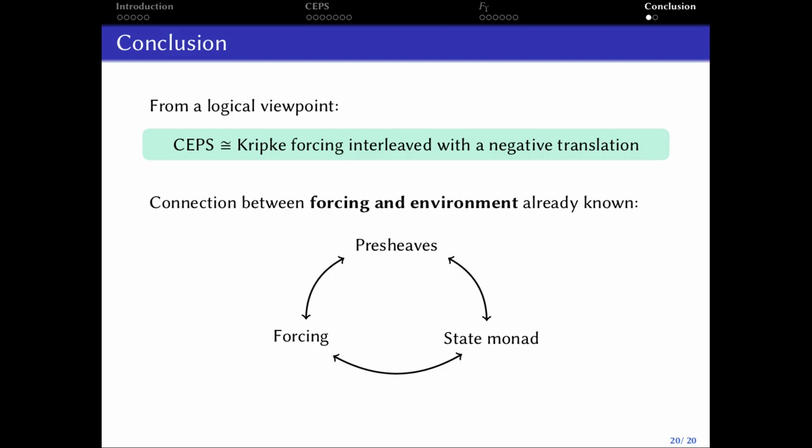From a logical point of view, we've seen that CPS amounts to some Kripke forcing translation interleaved with a negative translation, and actually the connection with Kripke forcing, or with forcing in general, does not come as a surprise, because it was already known that both forcing and the state monad, for instance, can be given a semantics through presheaves. And also it is worth mentioning the work of Krivine to simulate forcing in classical realizability, and he uses an extra cell, so somehow state monads.